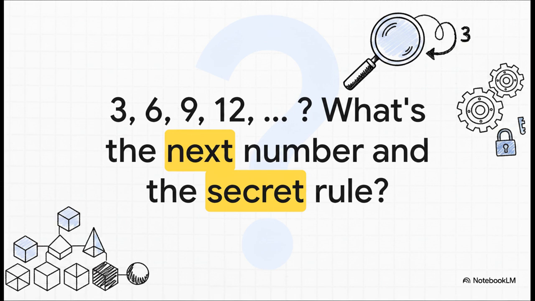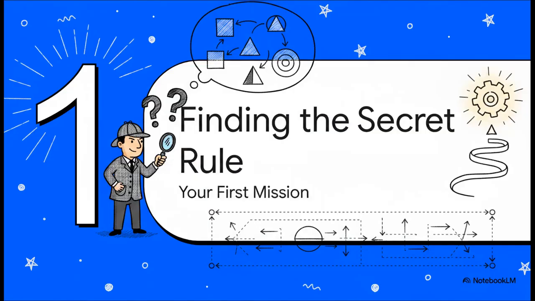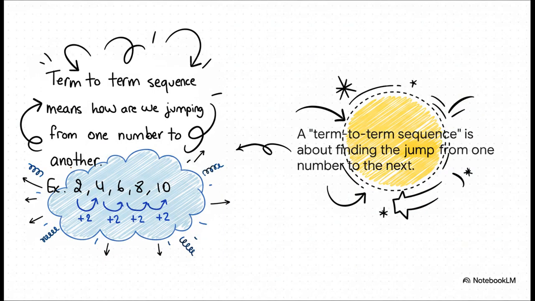Well, let's find out. All right, welcome to your first mission. The goal here is to find a foolproof method, a master key for discovering the secret rule every single time. So the official name for what we're doing is finding the term-to-term rule. It sounds kind of fancy, but it's really just a way of asking, how do we get from one number to the next? What's the jump? In this example, 2, 4, 6, 8, well, the jump is obviously plus 2. But how do we find that jump when it's not so clear?